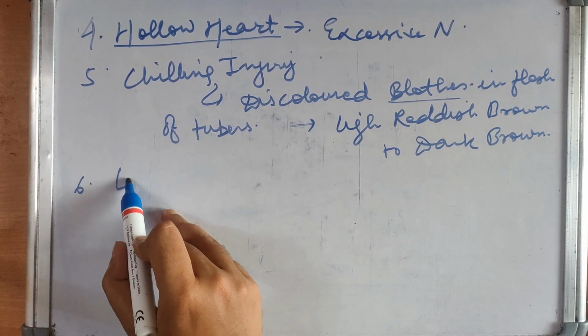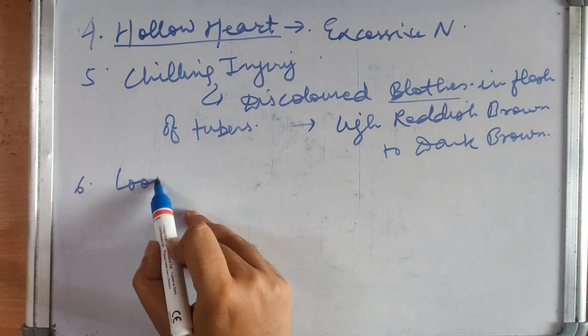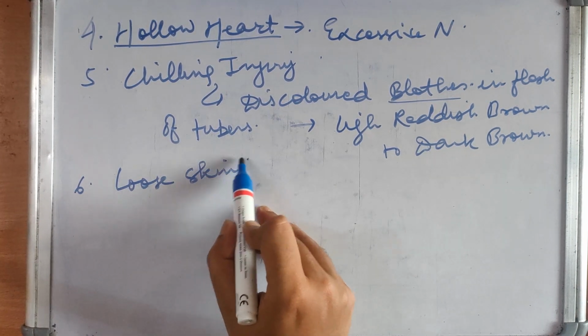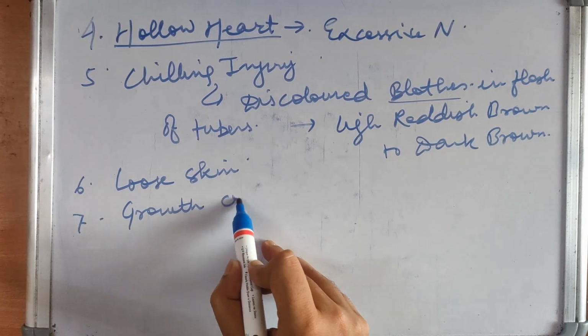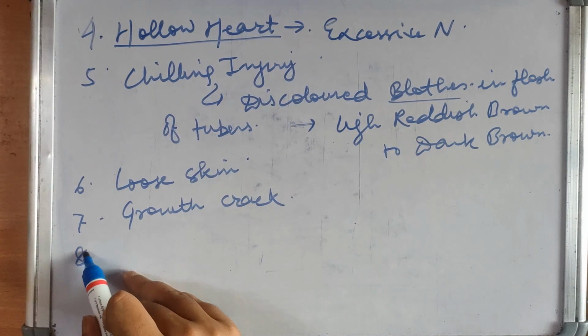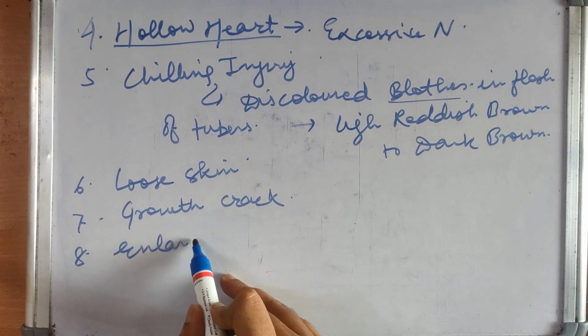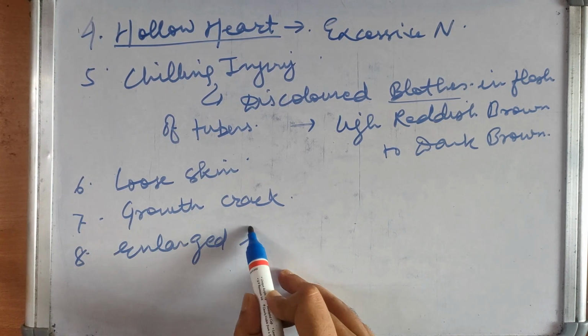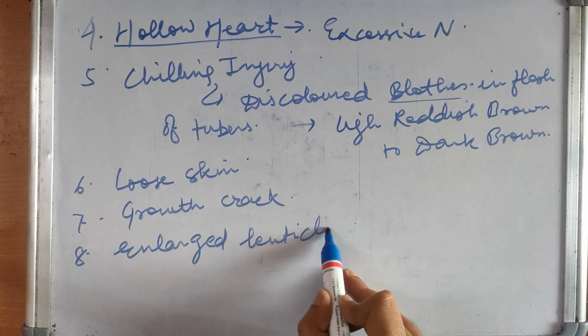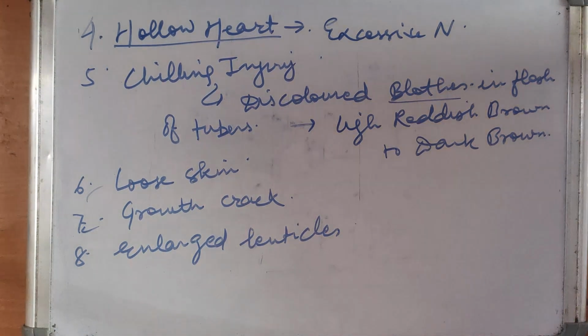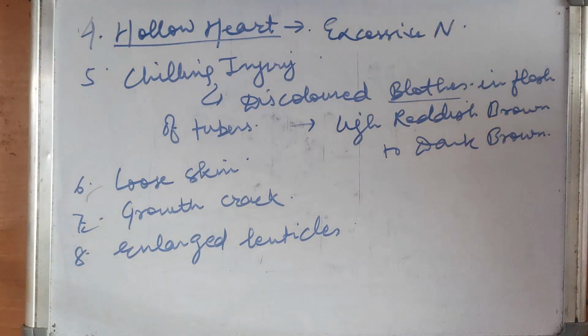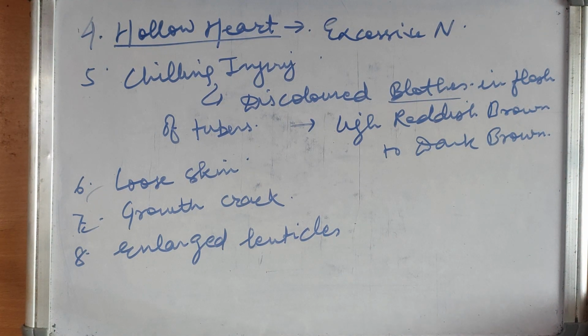Some others are loose skin, growth cracks, and enlarged lenticels. So these are some other physiological disorders. These were physiological disorders of potato. Now moving to the next disease, that is blister blight of tea.